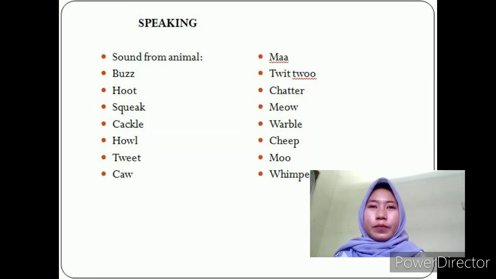For speaking, we can find sound from animal like buzz, hoot, squeak, cackle, howl, tweet, cow, moo, tweet-too, chatter, meow, warble, cheep, ma, whimper. Those words can be easily understood to young learners.